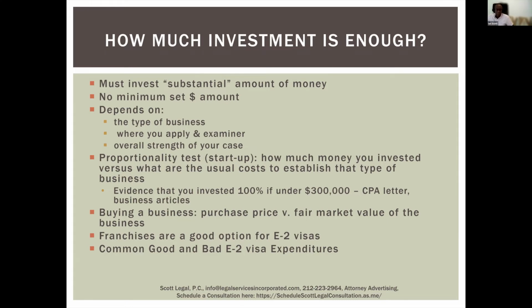So the common E2 expenditures that are considered good for E2 visa purposes are things like rent, purchasing equipment, employees, and marketing. All of those represent what we call good E2 expenditures. When we look at bad E2 visa expenditures, there are things like travel. Sometimes people will even include receipts for food, like McDonald's and things like that. Training, all of those, are not very good E2 visa expenditures. The training is akin to the cost that someone may have paid to go to school.